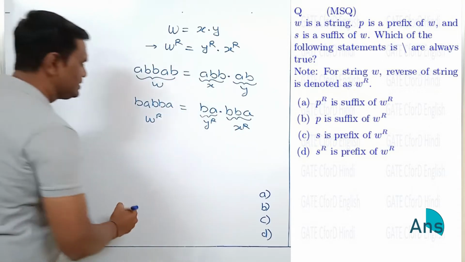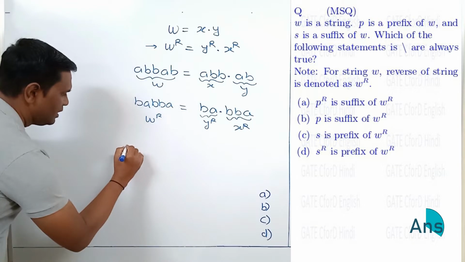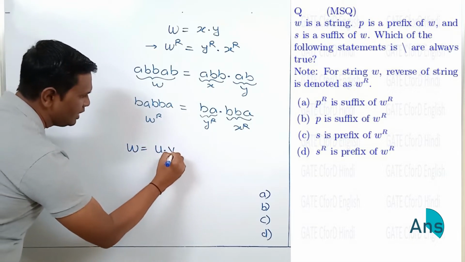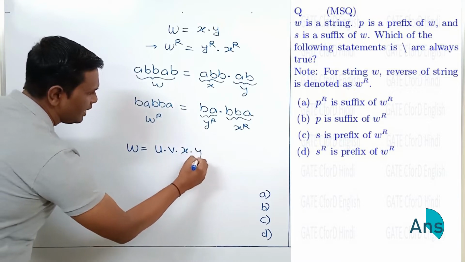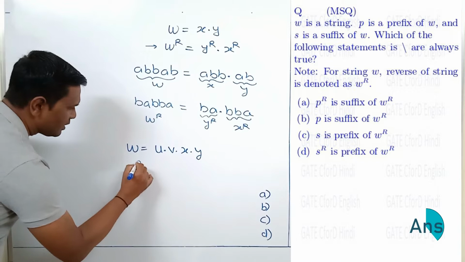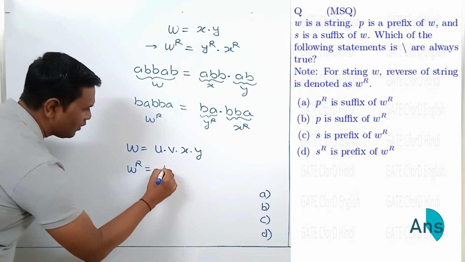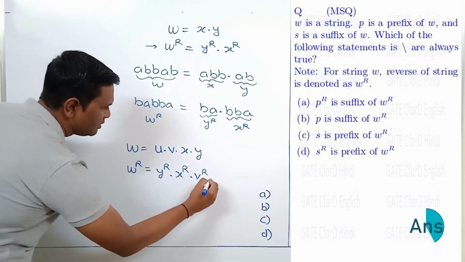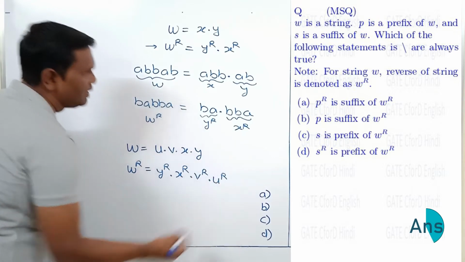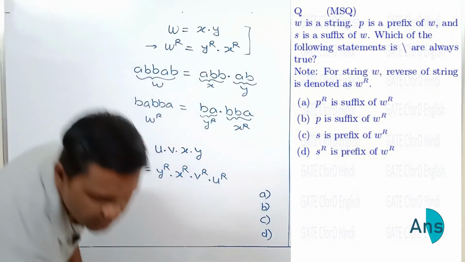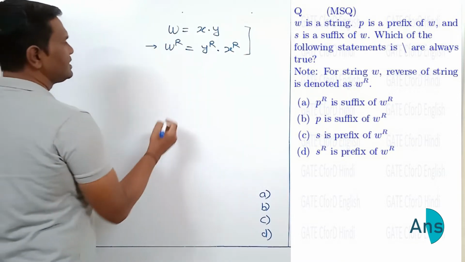Now we can generalize this result also: if W is the concatenation of U dot V dot X dot Y, if it is the concatenation of four strings, then WR is YR dot XR dot VR dot UR. But in this problem, this result is sufficient. Now we have seen this result.